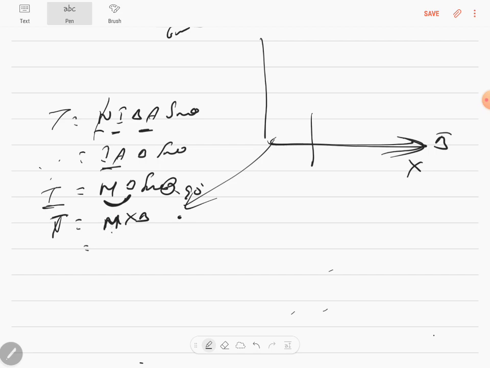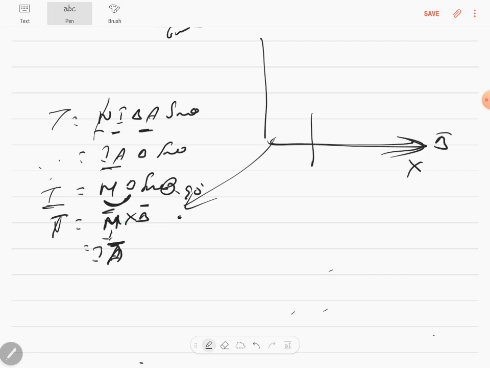Magnetic moment is a vector. B is also a vector. How do we determine the magnetic moment vector? Magnetic moment is itself IA, so it depends on the area vector. Whichever direction the area vector points, that's the direction of the magnetic moment.